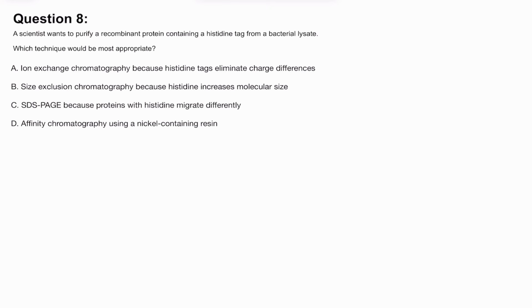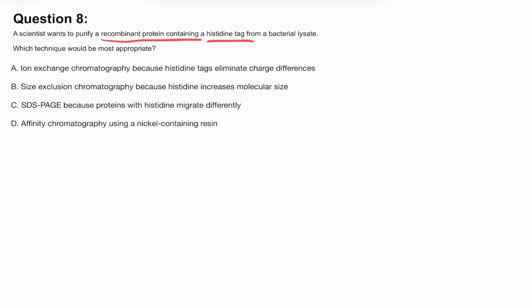Question 8. A scientist wants to purify a recombinant protein containing a histidine tag from a bacterial lysate. Which technique would be most appropriate? Okay, so let's think about this. A researcher is making a protein. Basically, a recombinant protein is one that's been made and engineered by a researcher.